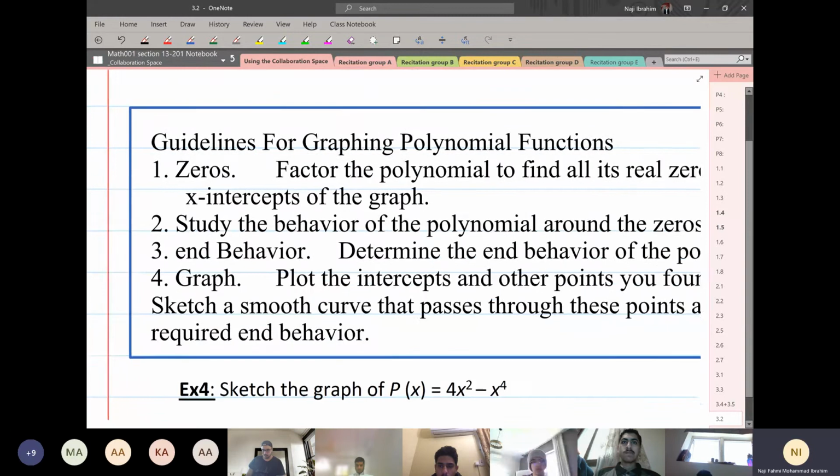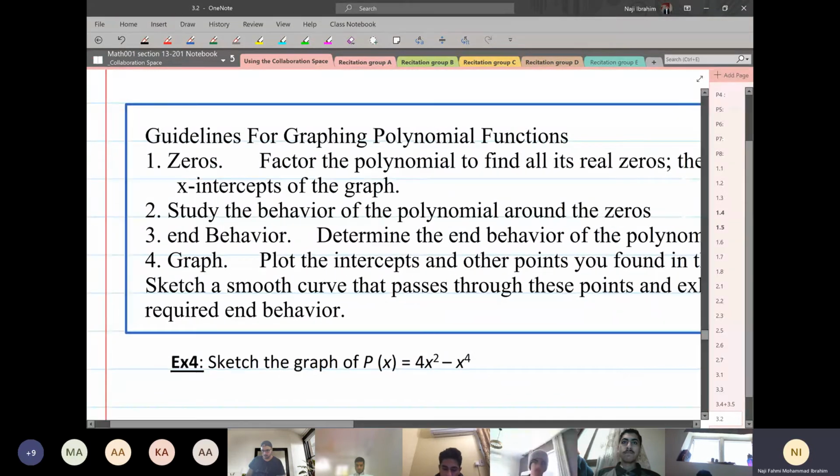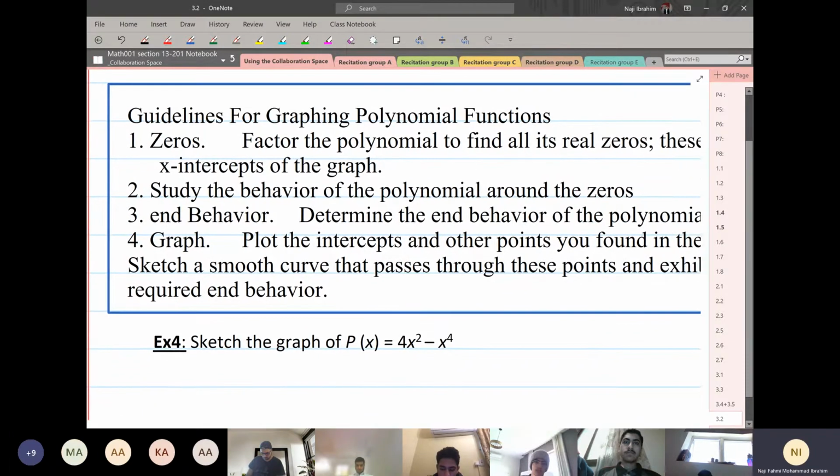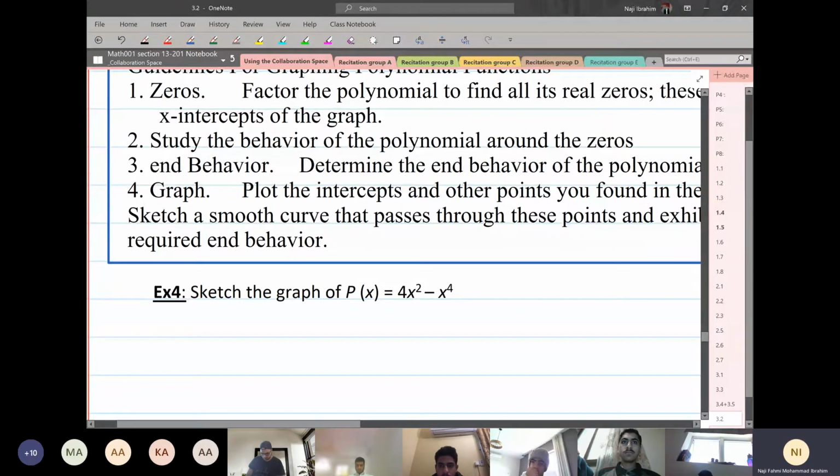After all this discussion that we have done, now we will learn how to graph a polynomial function. And to graph the polynomial function, we will do three things. The first thing, we have to find the zeros and study the behavior around the zeros. The second thing, we study the end behavior. The third thing, we find the y-intercept. Then after all this, we make the graph. Let's take an example on this.